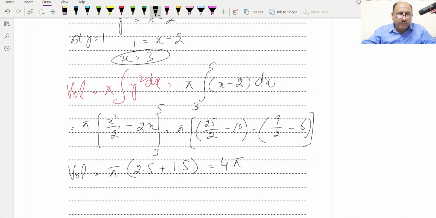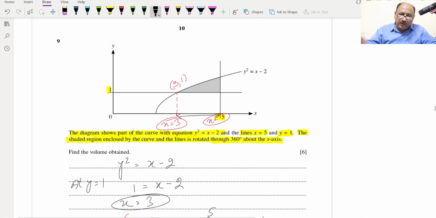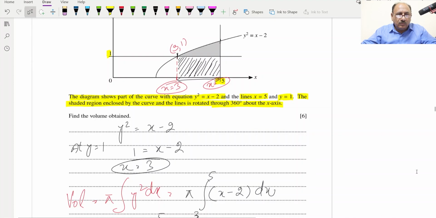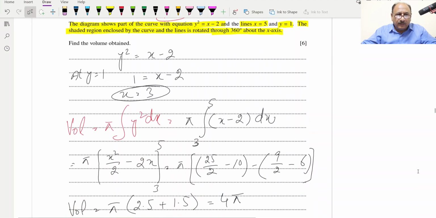So the volume we got is 4 pi when we rotate, but we will be rotating this whole region from here to this one, which will be including this area as well. Now what we have to do is subtract this area so that we can find only the shaded area which is required. So the volume of the cylinder will be what?